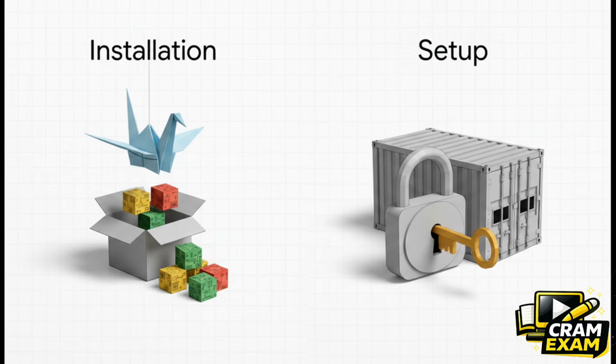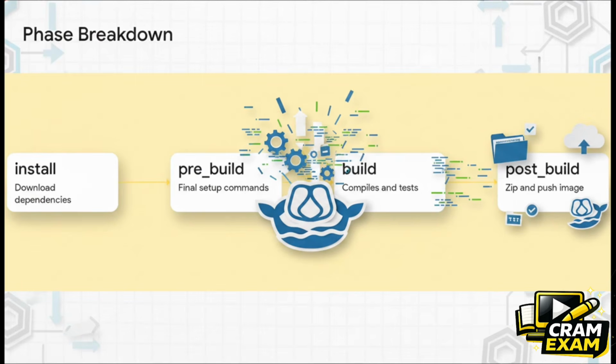First up, we have the install phase. This is where you download your dependencies. Think running npm install for Node.js or pip install for Python. Second is the pre-build phase. You execute your final setup commands right here. Things like logging in to the Amazon Elastic Container Registry, or ECR, so you're authenticated and perfectly ready for a Docker build. Third is the build phase.